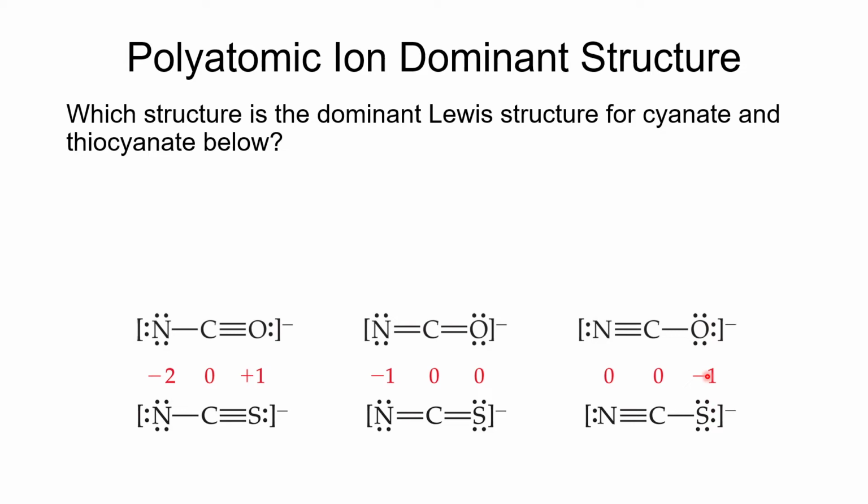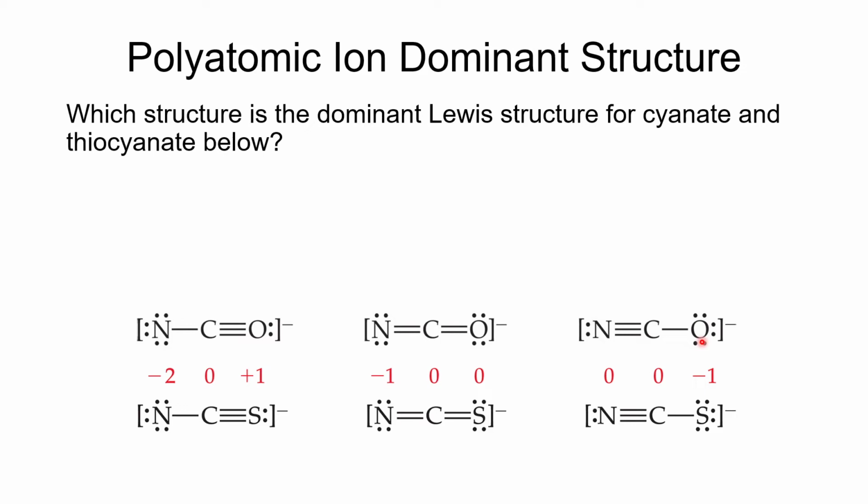Well, for the cyanate, for both of these, this one's not going to be a very good structure. Having a negative 2, if we could avoid that and have closer to 0, then that's going to be better. So this is not going to be our best structure. And that means it's either the middle one or the third one. For the cyanate, on this structure, we put the negative charge on nitrogen, but on this one, we put the negative charge on oxygen. Well, oxygen is more electronegative than nitrogen. And so that means that the N triple bond carbon single bond oxygen is going to be our better structure because it puts the negative charge on the oxygen, the more electronegative atom.